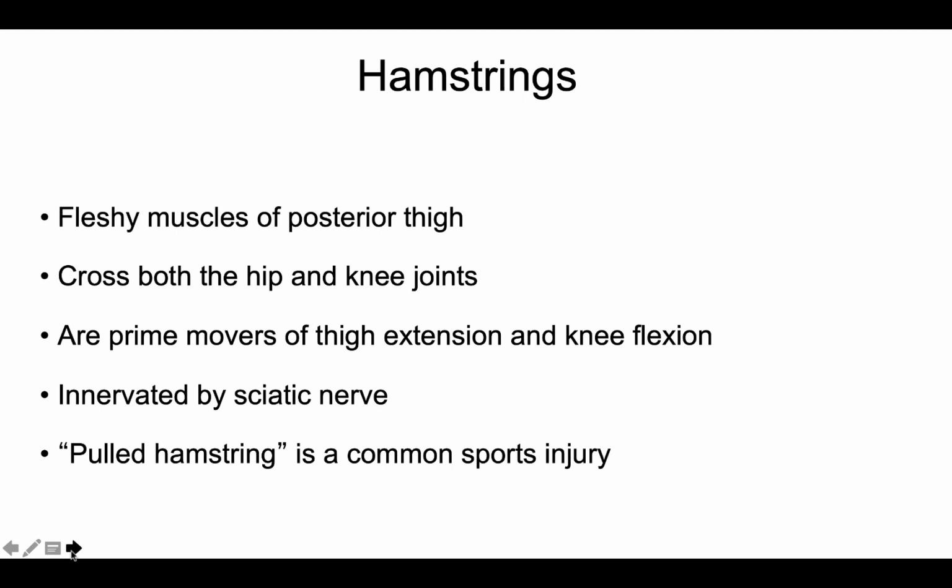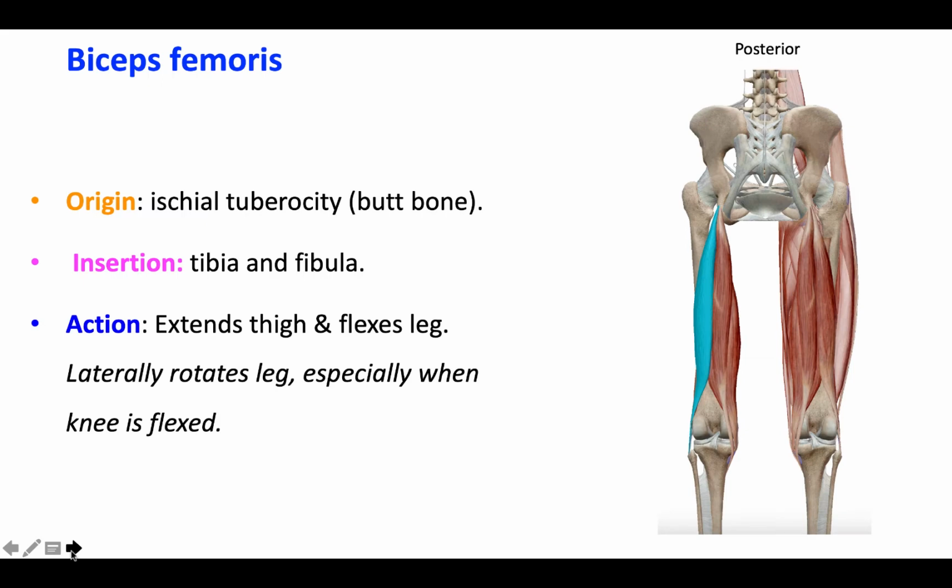They cross two joints, the hip and the knee joint, and they're prime movers. They're the primary movers of thigh extension and knee flexion. So they're incredibly significant muscles here in our leg. They're innervated by the sciatic nerve, which everybody knows is quite large and incredibly important. Pulling or injuring a hamstring is very common in athletes. Now let's look at our hamstring.